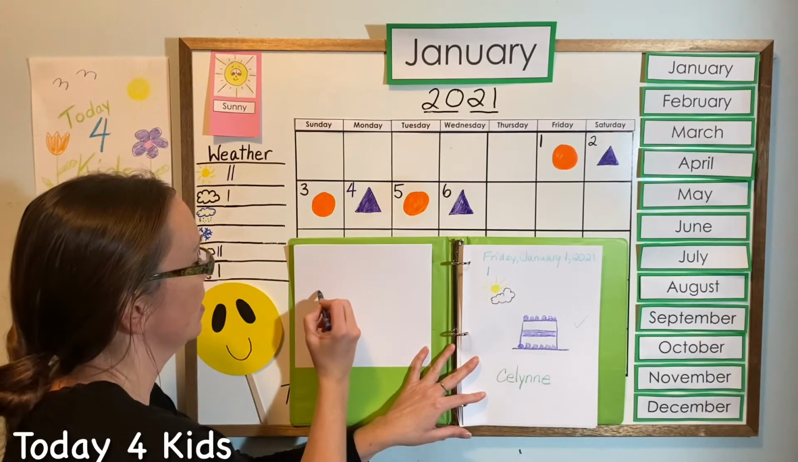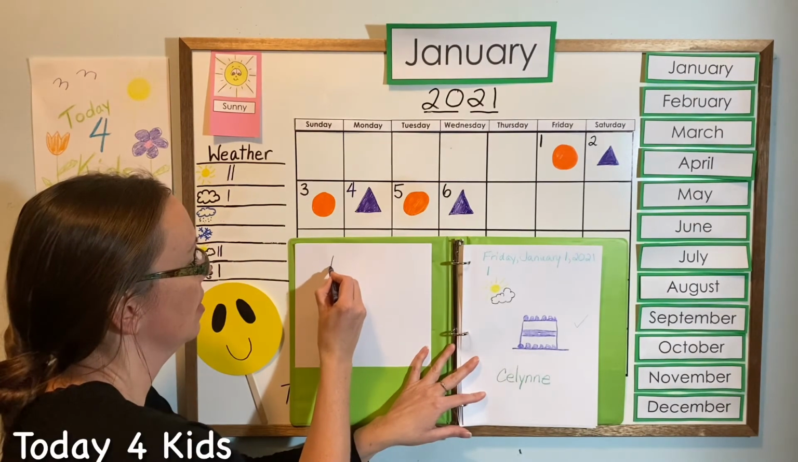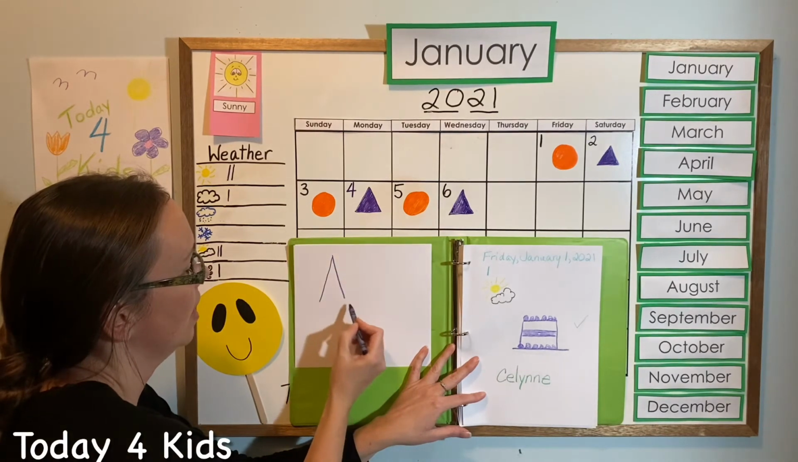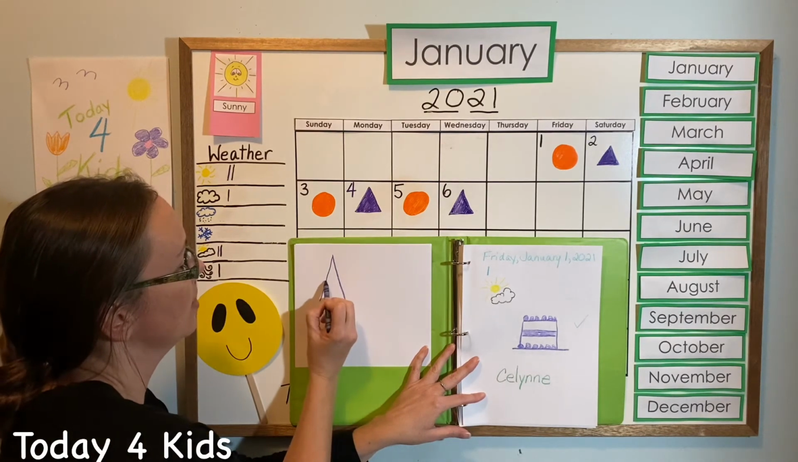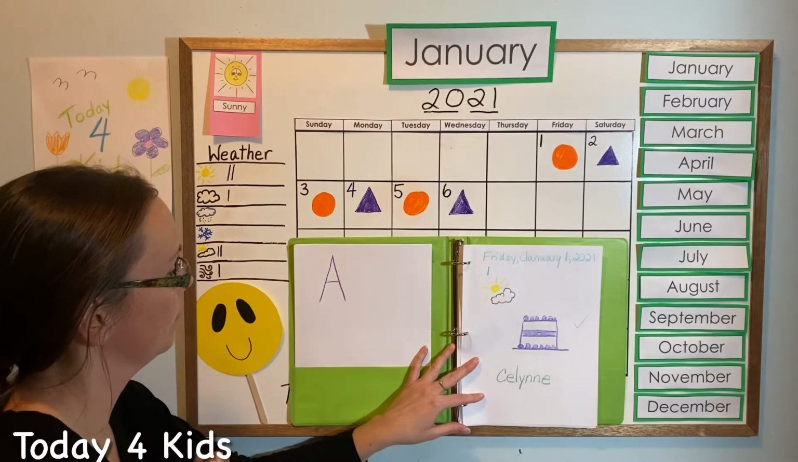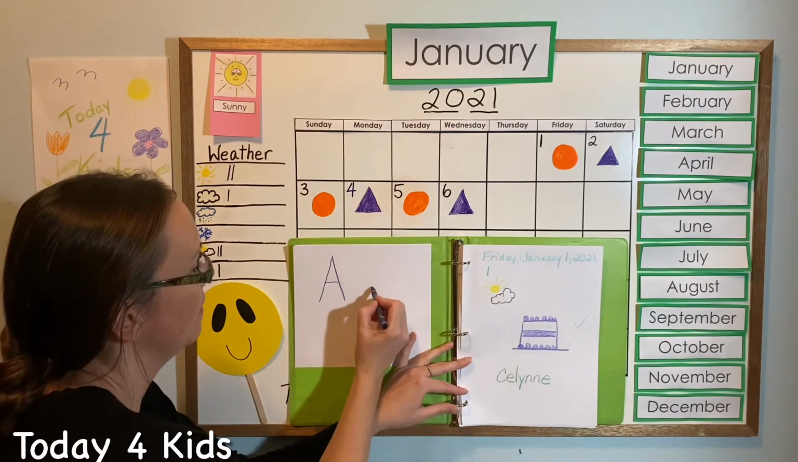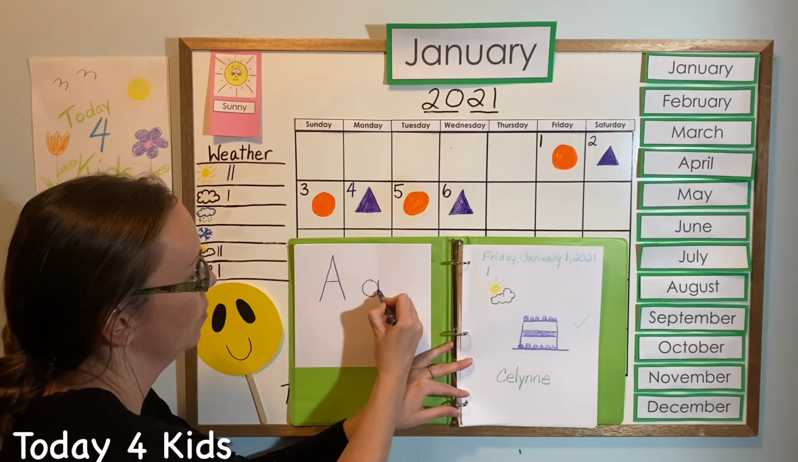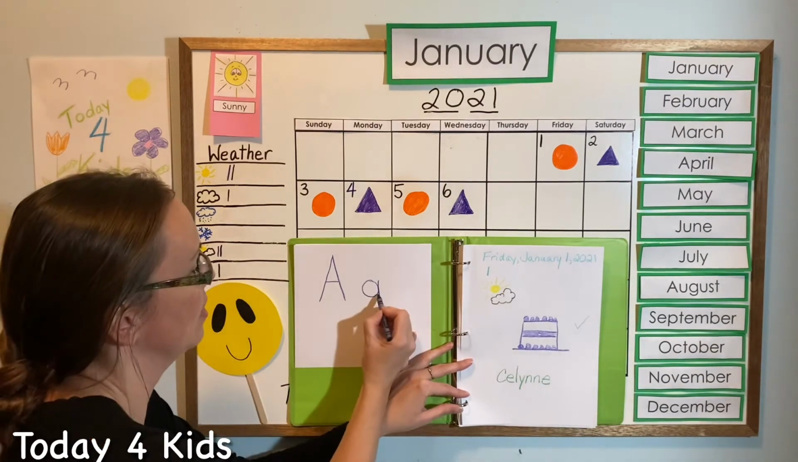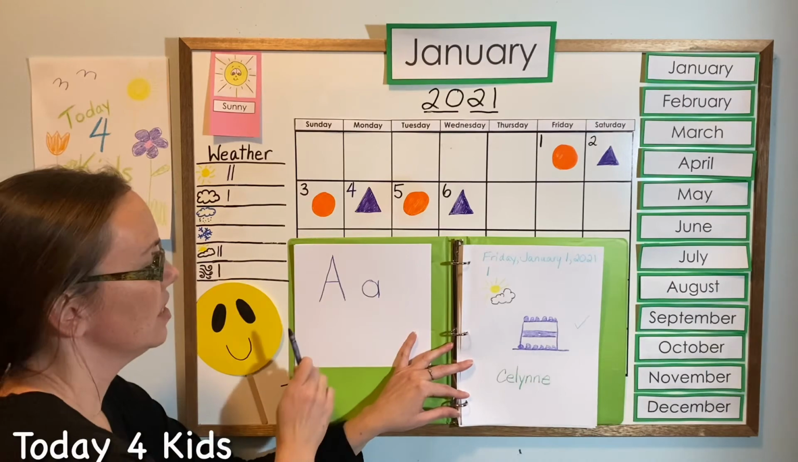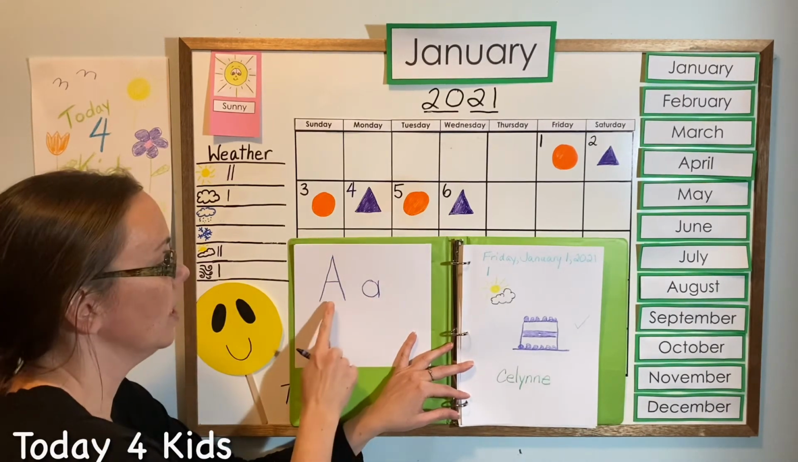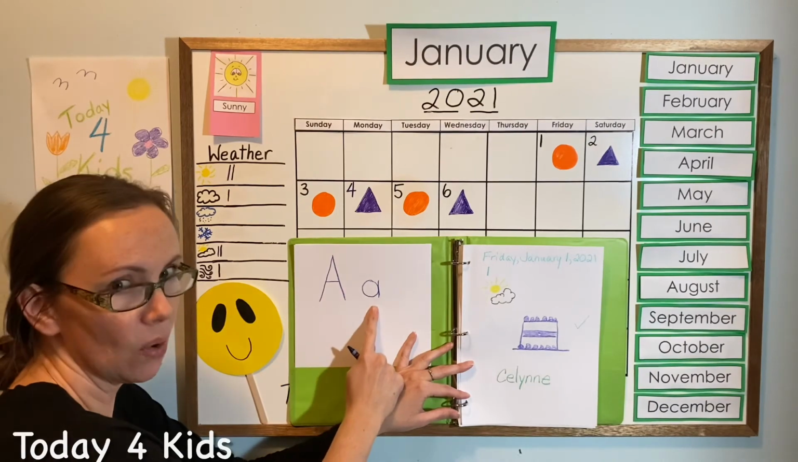A looks like this. Start at the top and go down and down again, and then cross it in the middle right there like that. And then a small a is a circle with a line right there. I should make that a little longer. So this is sometimes called a big A and a little a, or an uppercase A and a lowercase a.